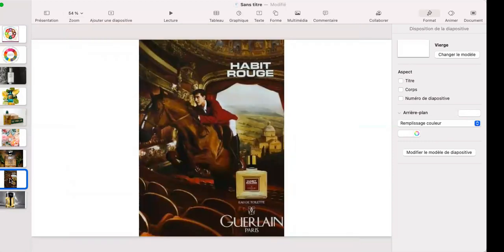Next category, it's Oriental. And for Oriental, Habit Rouge is the example I use because it's the first Oriental that was made for men. Before, Oriental fragrances were more for women.